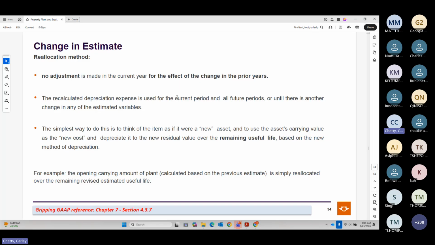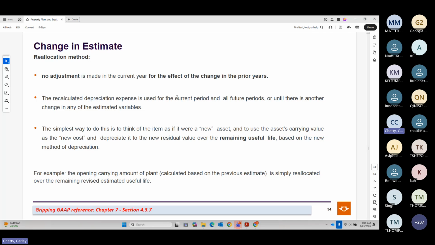Remember, similar to how we had the impairment loss or the impairment loss reversal in our practical question, the carrying amount after the impairment then became the new cost, and we were depreciating over the remaining useful life. It's a similar scenario here. After the change in estimates, the asset's carrying value is used as the new cost for depreciation, and we depreciate the asset over the remaining useful life based on the new method of depreciation, which is the change in estimates.